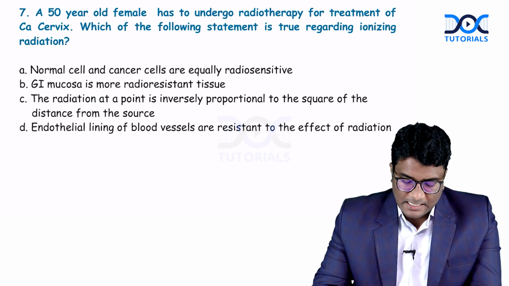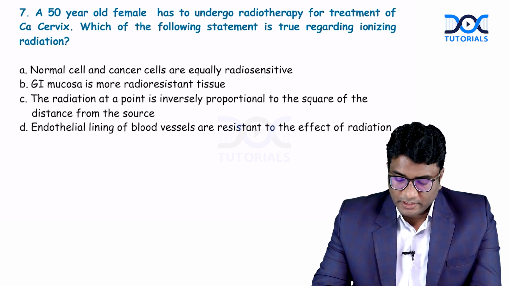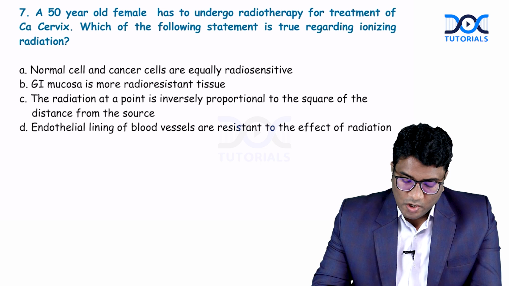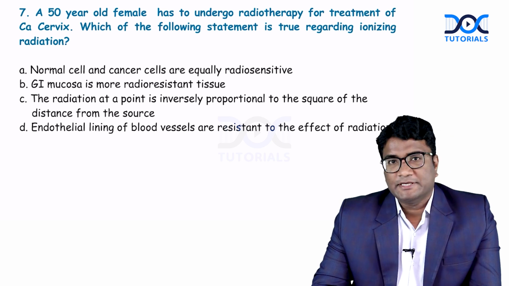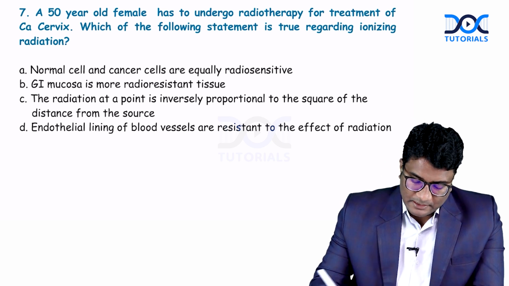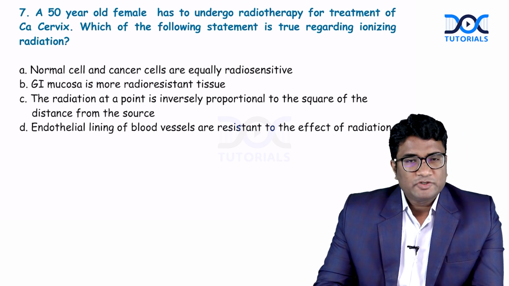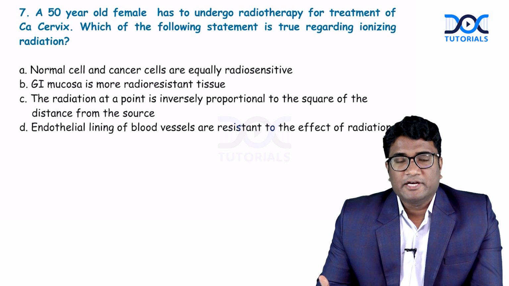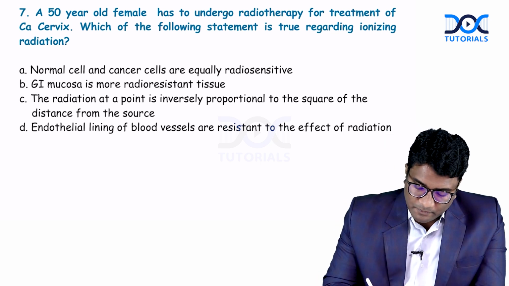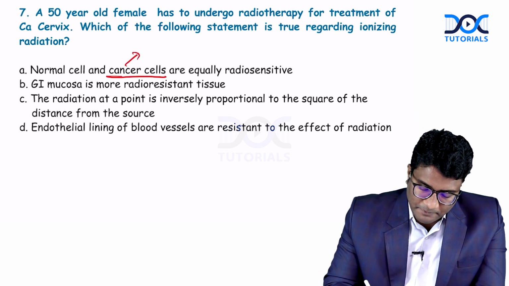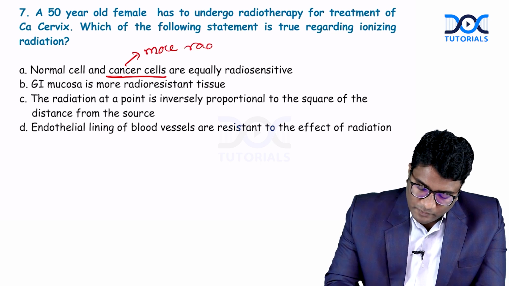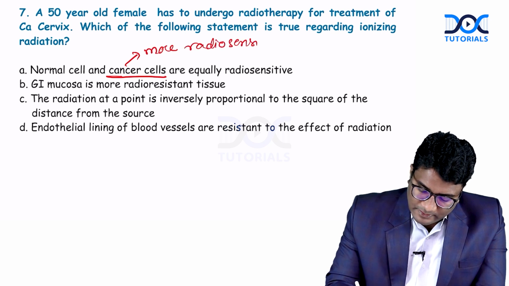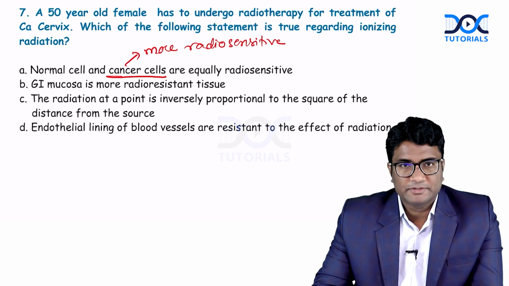The next question, a 50-year-old female has to undergo radiotherapy for treatment of carcinoma cervix. Which of the following statements is true regarding ionizing radiation? Normal cells and cancer cells are equally radiosensitive? No. Remember, the more mitotically active cells are radiosensitive. So, the cancer cells are more radiosensitive compared to normal cells. So, mitotically active cells, rapidly dividing cells, are more radiosensitive.